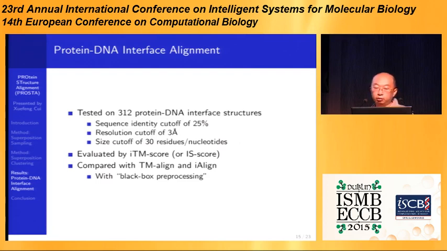And then we compared our alignment scores with those calculated from TM-Align and iAlign. And it's worth mentioning that TM-Align and iAlign only accept protein residues as input. So we have to perform a black box pre-processing to mask the nucleotides as residues. Also, we need to mask the chain IDs, and update the sequence numbers as well.